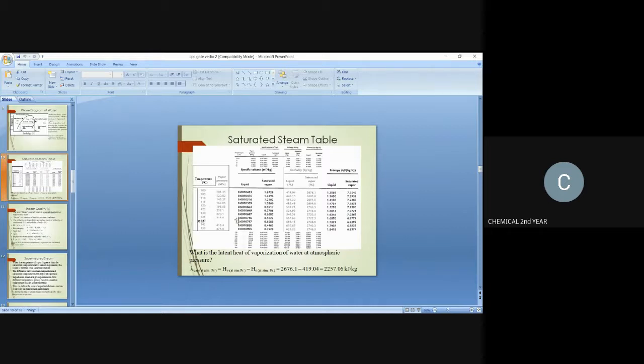Here, these values are from this steam table. We have to find, at 361.3 degrees Celsius temperature, what the saturated vapor value and liquid value are.